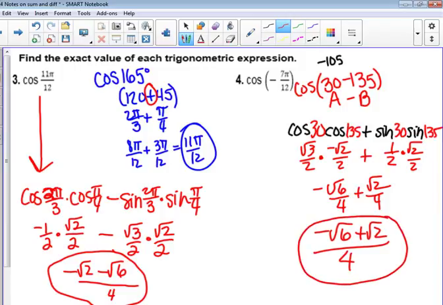All right, that's what I got. Anybody? You kind of get the idea that those numbers show up a lot. By the way, these work if you wanted to prove like the cosine of 30 is the cosine of 90 minus 60. It would work, okay?